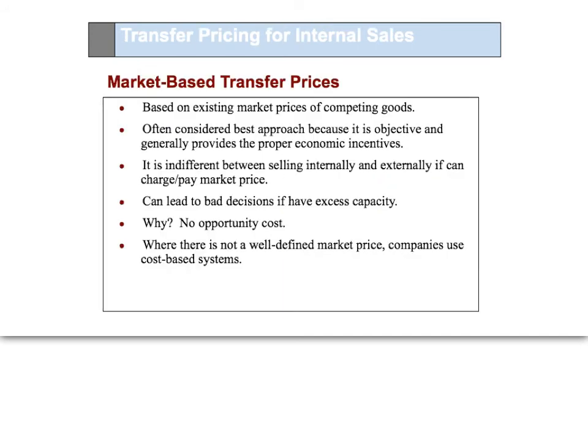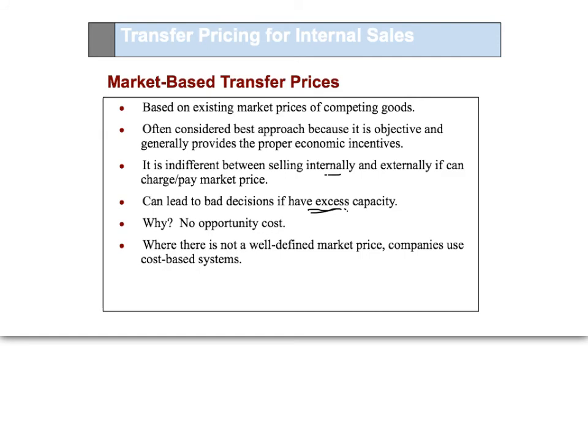Now, the last thing is market-based transfer pricing. If we have an existing market price for these competitive goods, then we could say, look, we could sell it to the outside world for this amount, so if I have to transfer it to you internally, then I want at least that amount. But this can lead to bad decisions if we have excess capacity. That's assuming, you see, we could sell to the outside world.